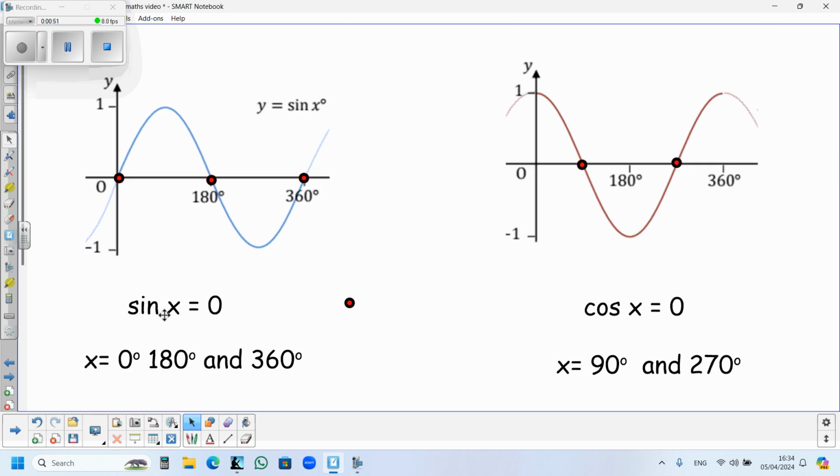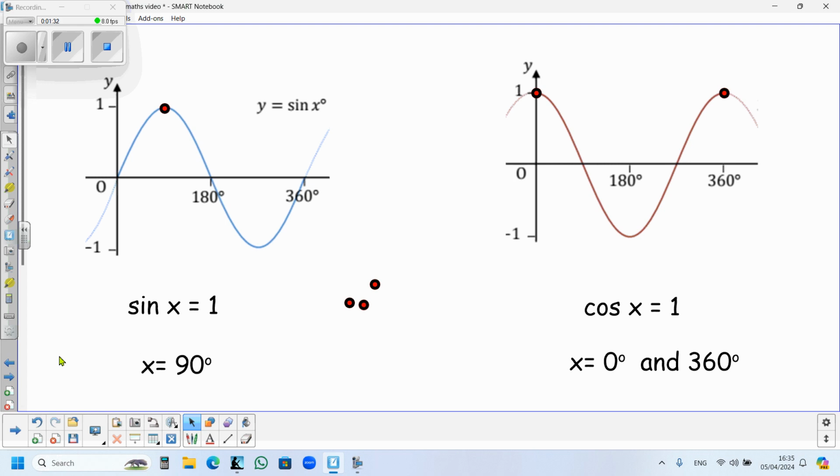First one might be sine x equal to 0. So there's your sine graph there. We go to 0 and we go along until we find the graph. So there's one point there, there's another point there, and there's another point there. So if sine x is equal to 0, then x has got to be 0, 180, or 360. If cos x is equal to 0, then we go to 0 and we find the graph. So there it's there, and there it's there. It's halfway between 0 and 180, which is 90, and between 180 and 360 is 270. So when cos x is equal to 0, our answer is 90 and 270.